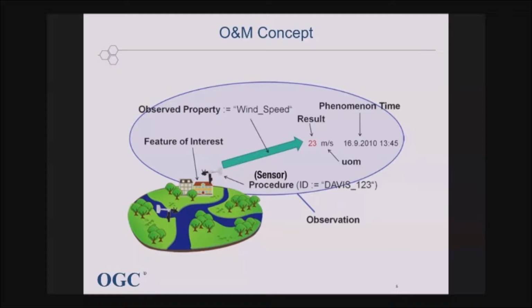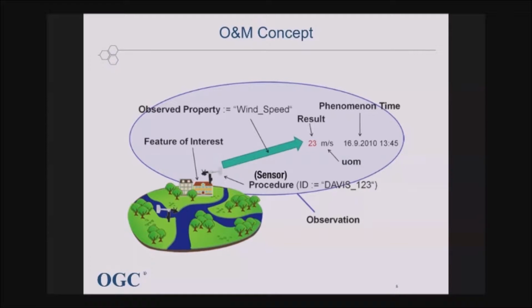On your left-hand side, there's the observed property. When you have an observation, let's say you have an IoT device, you are observing some phenomenon, and that phenomenon is very important contextual information. In this case, it's the wind speed. Also the procedure or the sensor which collects the observation is very critical metadata. In this case, it's a Davis wind speed sensor.